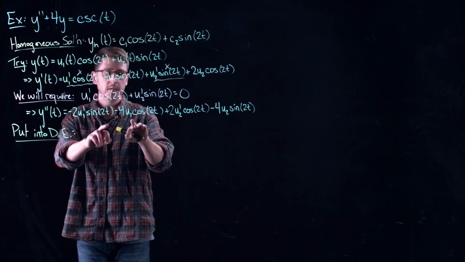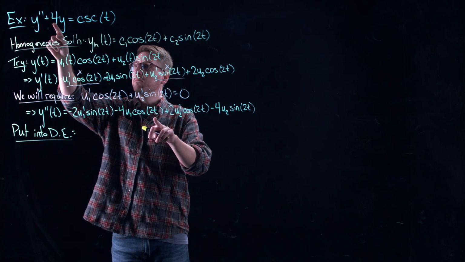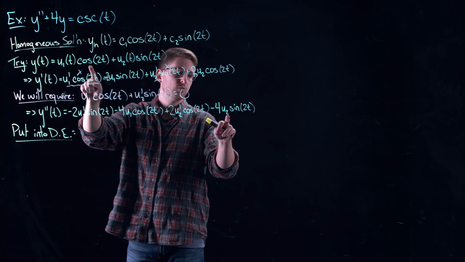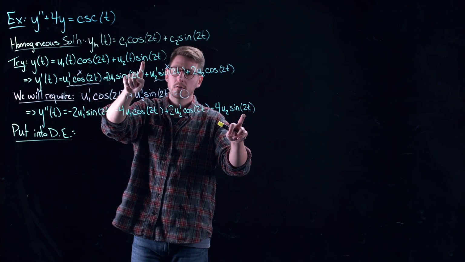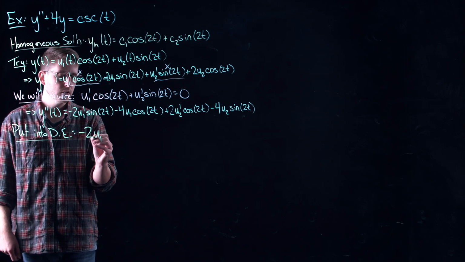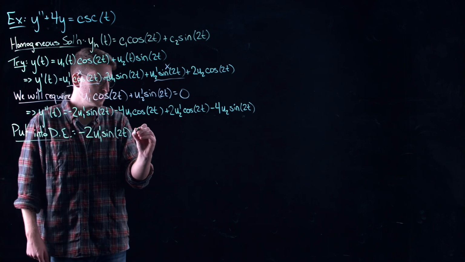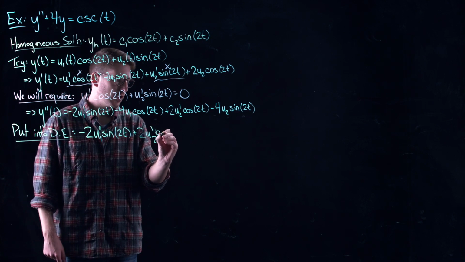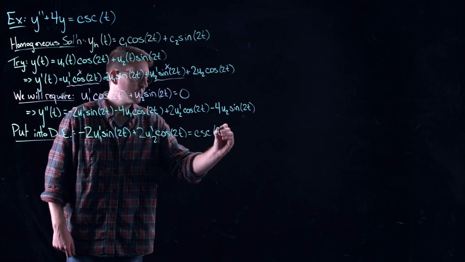Well, in this case, you can see, in fact, I have minus 4 u1 cos of 2t, and I'm going to have plus 4 u1 cos of 2t. So they're going to cancel. Same thing, I have minus 4 u2 sine of 2t, and I'm going to get plus 4 u2 sine of 2t. So they're going to cancel. That means that all I'm left with in the differential equation is minus 2 u1 prime sine of 2t, and then plus 2 u2 prime cos of 2t, and it's still equal to cosecant of t.